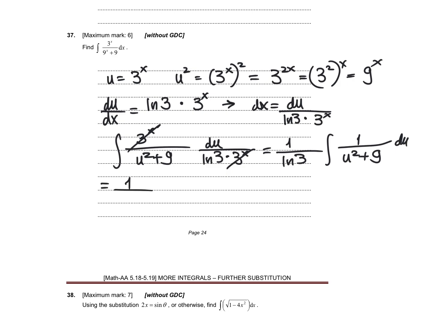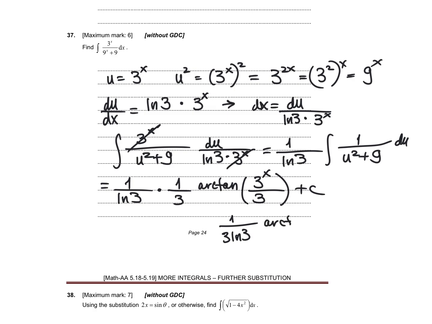So that we have 1 over natural log 3. And then this is going to be times, this is arctan, 1 over 3 arctan u, which is 3 to the x, over 3, plus c. So this is going to be 1 over 3 natural log 3 arctan of 3 to the x over 3, plus c.